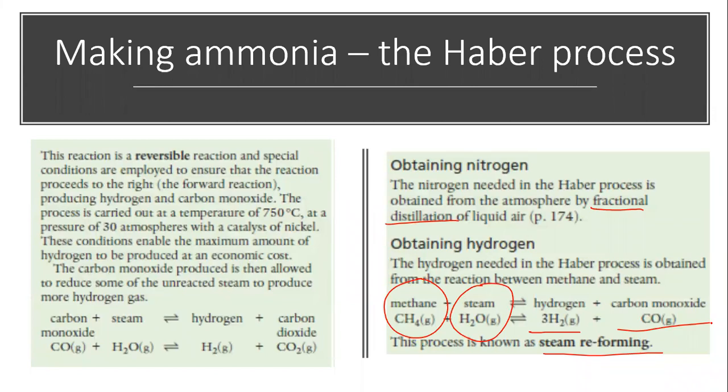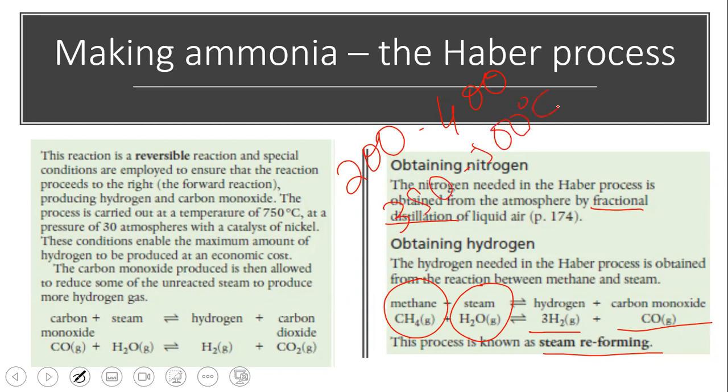Right. So the pressure you use is between 200 to 400 atmospheres, and the temperature you use is between 350 to 500 degrees centigrade. These are the conditions for your reaction. The catalyst that we use is iron. So you have to remember these three things: the catalyst is iron, and this is the temperature, and this is the pressure.